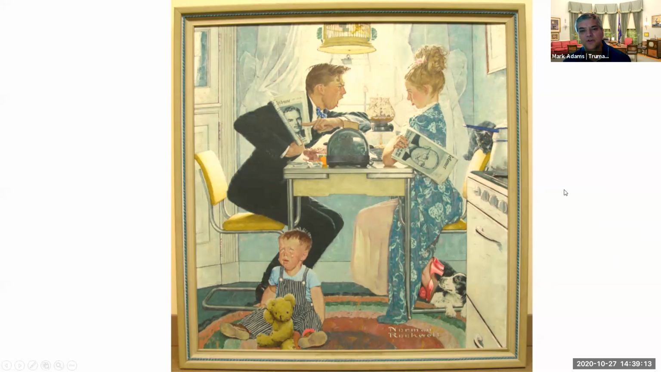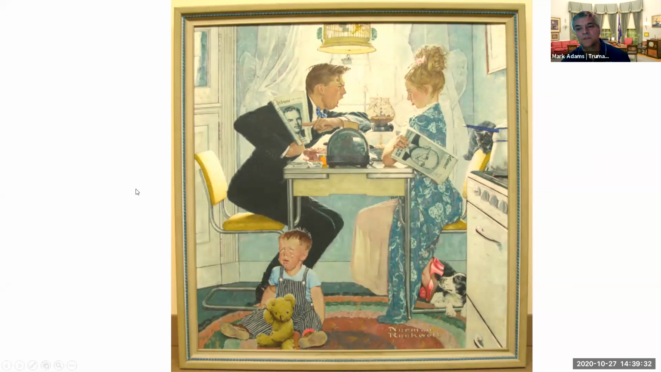And then you can talk about the emotions of the man and the emotions of the woman and so on and so on. So you can really take that quite further, but it really shows you in 1948 how divided the country was. And I think that's more Norman Rockwell's point.